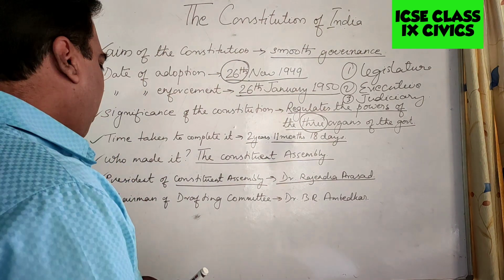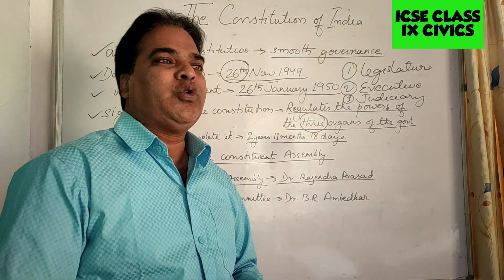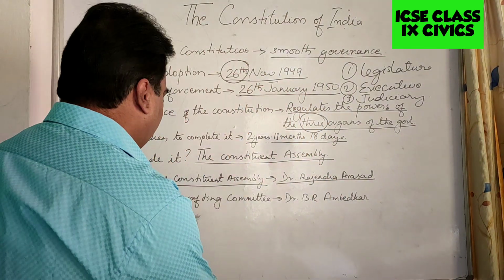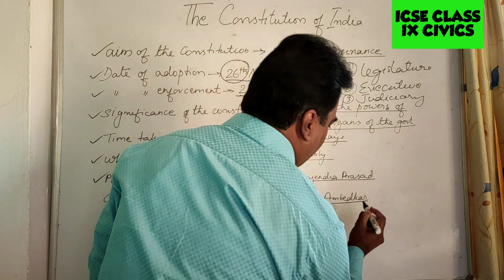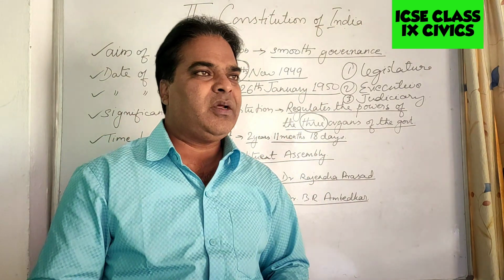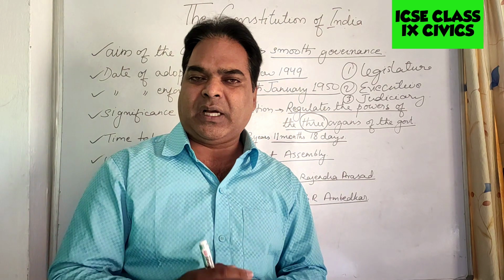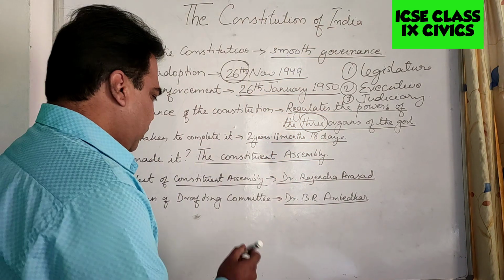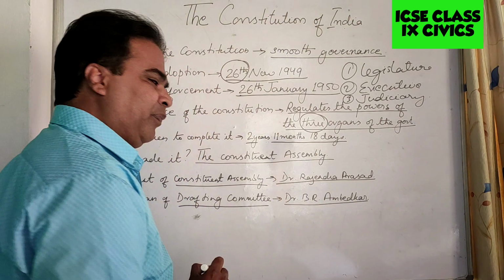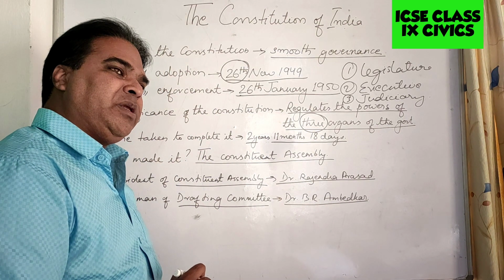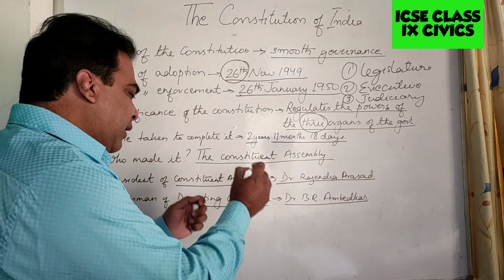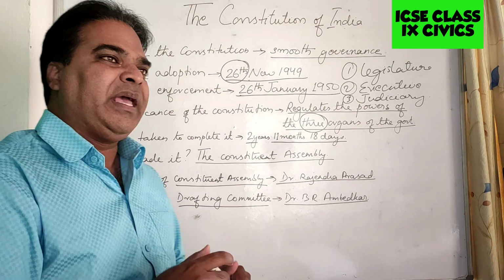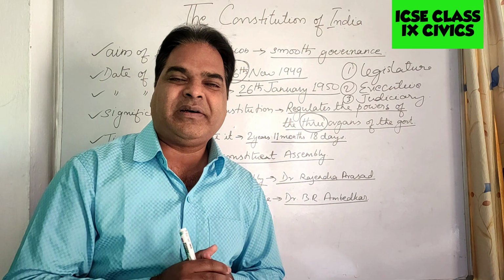Then who was given the task to write the constitution of our country, my dear? It was B.R. Ambedkar. Okay, children. Who was given the task to frame the constitution of our country? It was given to the drafting committee. The drafting committee was given the responsibility to draft the constitution of the country, and who was the chairman of the drafting committee? Dr. B.R. Ambedkar. Is that clear, my dear?